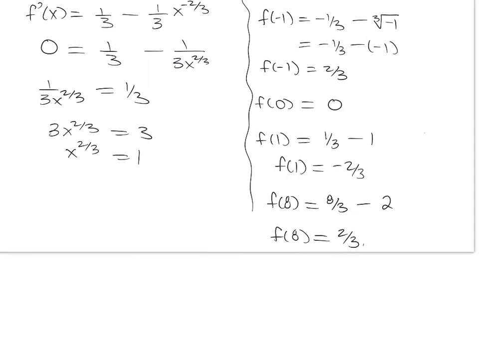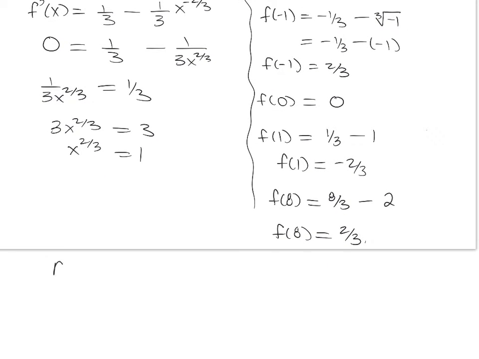So it looks like the absolute max is f of -1 or f of 8, both of which are 2/3. And how about the absolute min?